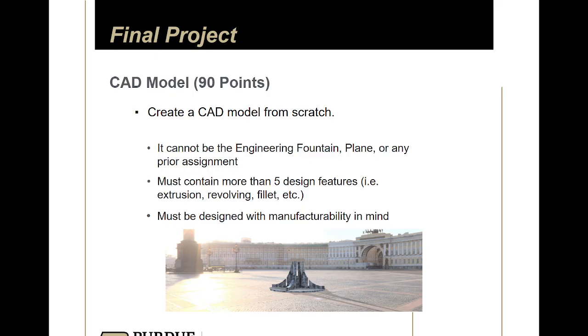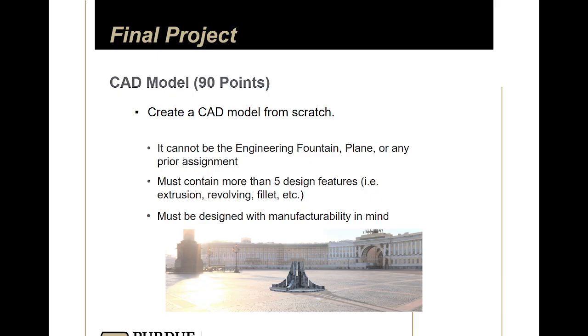Again, the final project basically is free rein to make whatever you want. Obviously, it just can't be something that we've already made. I feel like that's self-explanatory. But the one thing that you might understand better now is that it must contain at least 5 design features, right? So a design feature could be an extrusion or a revolve or something like that, or a loft or a sweep. You just need at least 5 of those in your feature tree. They could be more than one of the same type of design feature. Like you could have 2 extrusions and that counts.